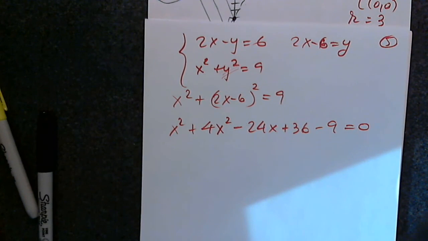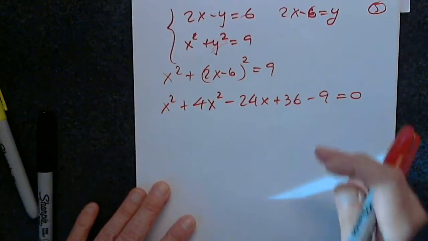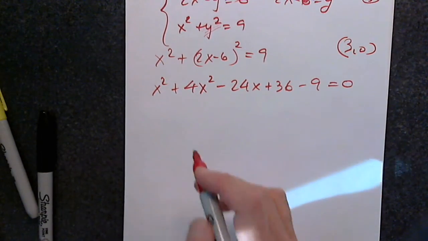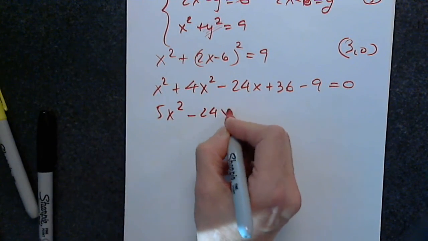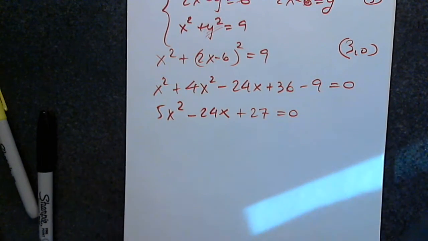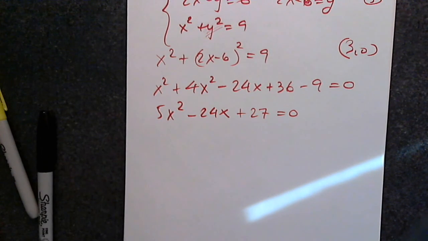First term squared, 2x squared. 2 times 2 is 4, 4 times 6 is 24, and 6 squared is 36. Very good. Let's see what we get now. We better get 3, 0 as one of the solutions for sure. Okay, so then 5x squared minus 24x, and plus, is it 27? Correct?